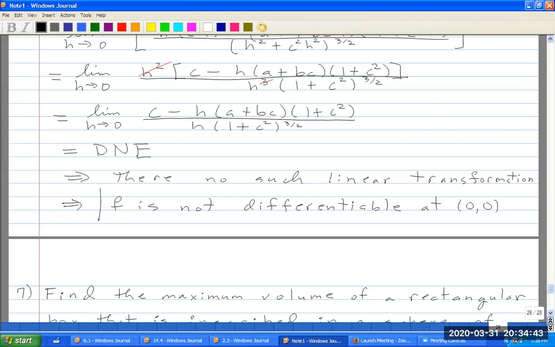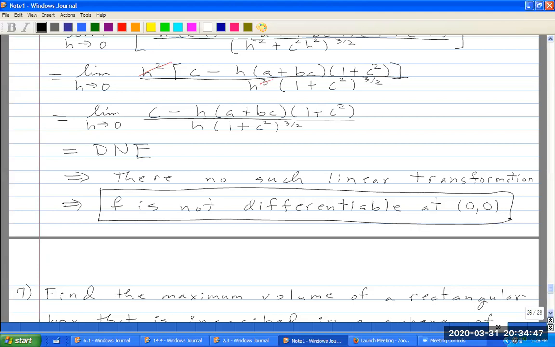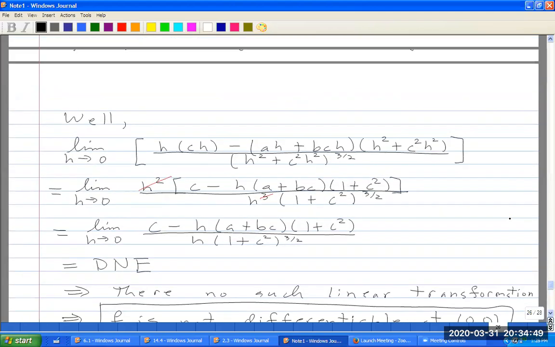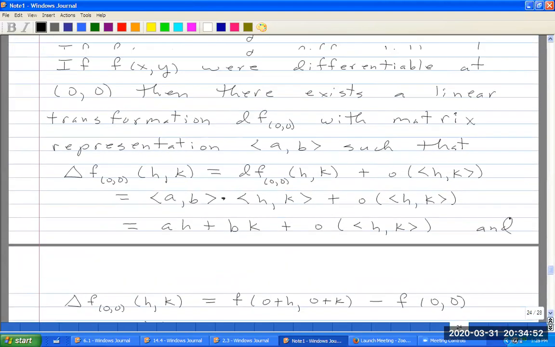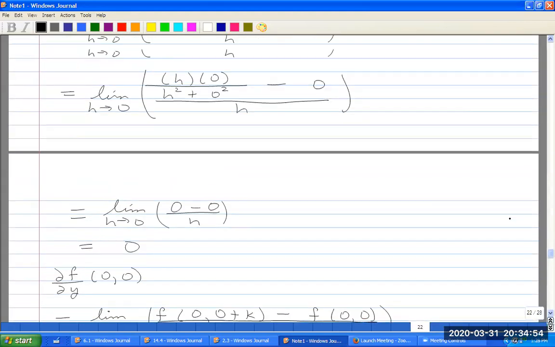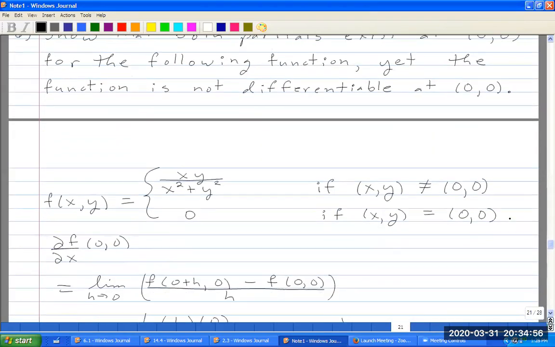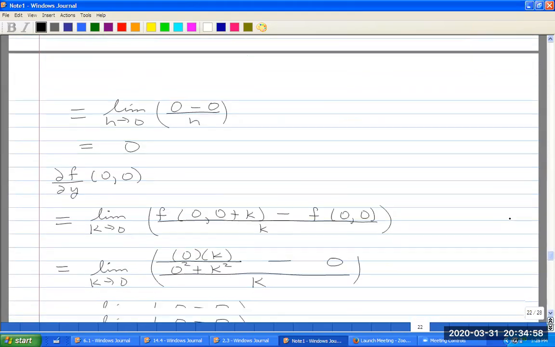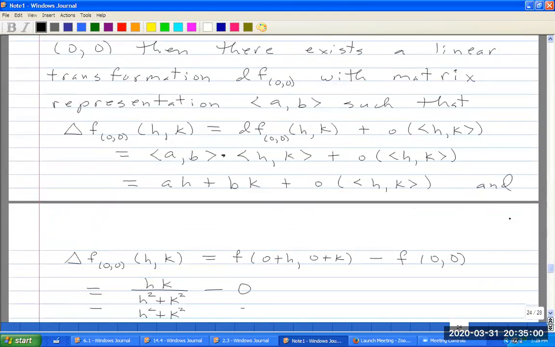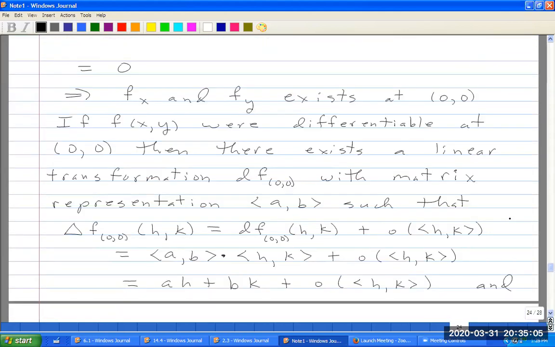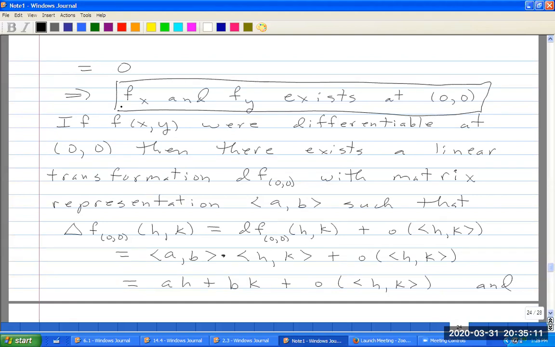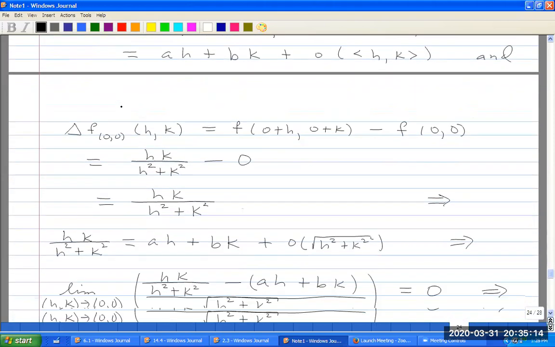And that's what we wanted to show. So, even though the partials existed, they were both equal to 0. We still had that the function was not differentiable.